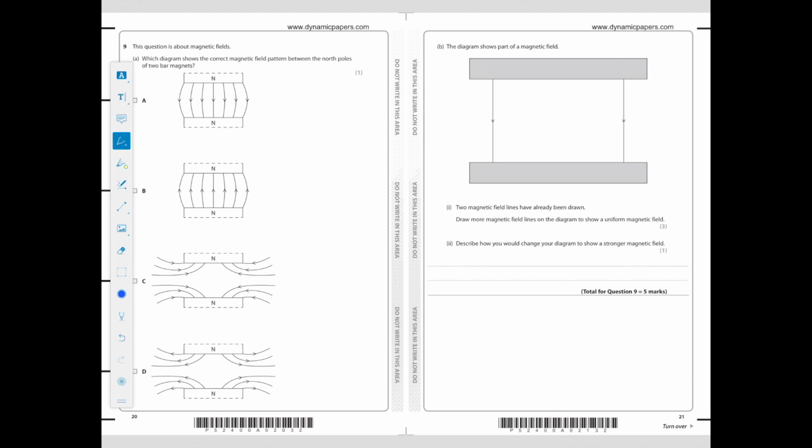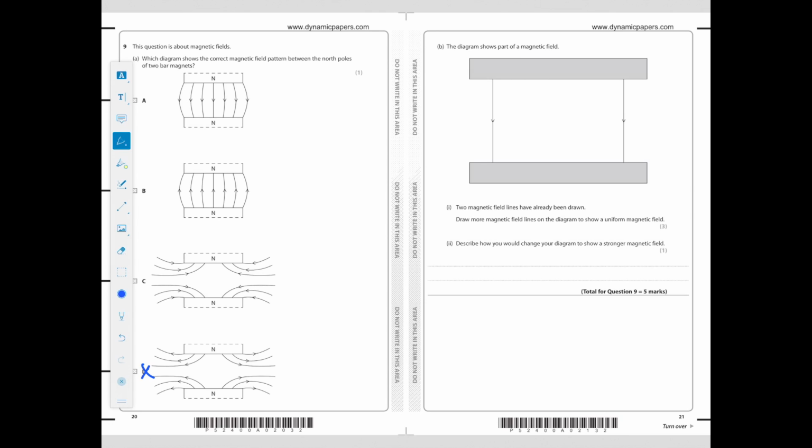Nine. This question is about magnetic fields. Which diagram shows the correct magnetic field pattern between the north poles of two bar magnets? So remember that these are going to be repelling. You need to have a look at your magnetic field pattern diagrams in order to actually know which is the correct answer. We know it's definitely not A or B, but it is worth looking at those diagrams so that you know that D is the answer.